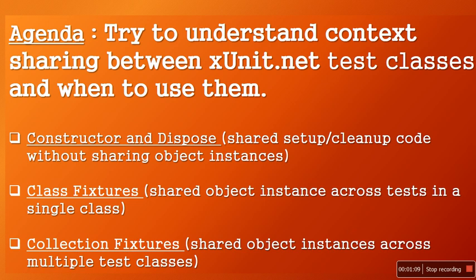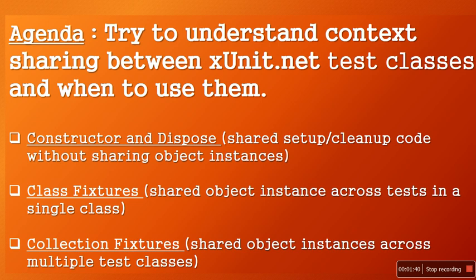And in the collection fixture you can share object instance across the multiple test classes. So see the difference. In collection fixtures you can share object instance across the multiple test classes. In the class fixtures you can share instance across tests in a single class. And in the constructor and dispose you can set up and clean up code without sharing object instance.